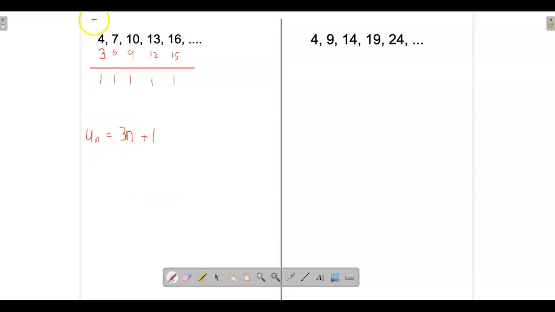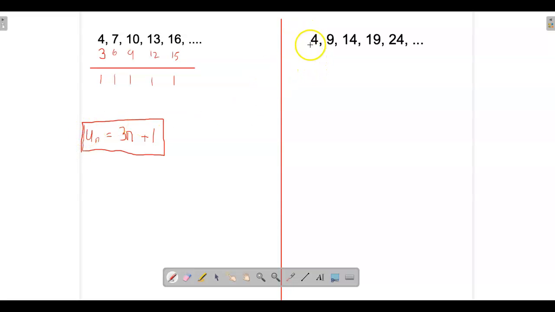So let's just check that we actually get all of these answers. If I make n 1, 3 times 1 is 3, add 1 is 4. u5, 3 times 5 is 15, add 1 gives me this 16. So this is how I can work out my formula with those un's that we had before.